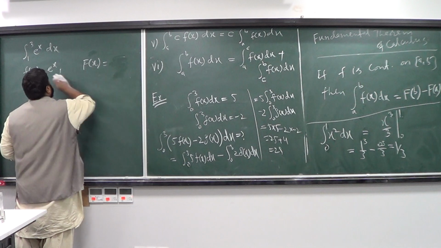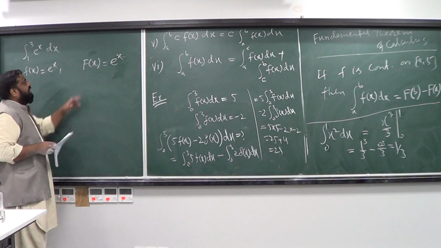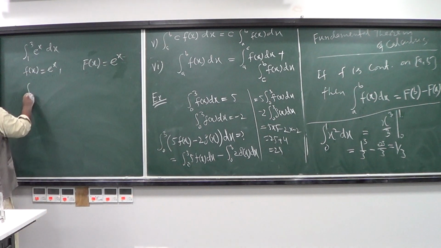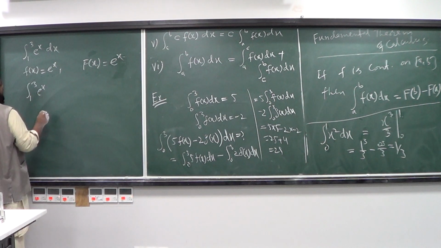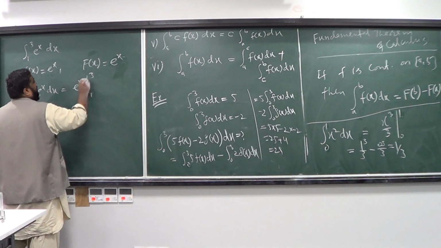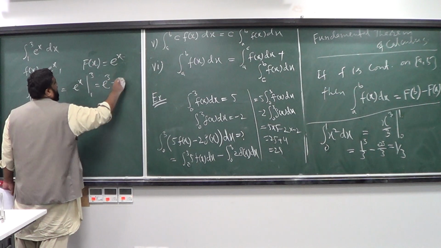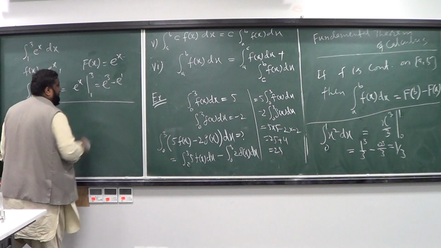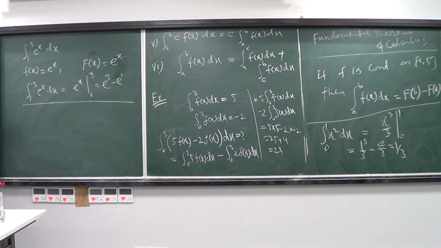So what is the antiderivative of e to the x? It is e to the x, because if you differentiate e to the x, you're going to get e to the x. So the integral from 1 to 3 of e to the x dx is e to the x, substituting the limits 1 to 3. In other words, e cubed minus e to the 1. So this is the answer. See, you can compute all kinds of definite integrals through antiderivatives.